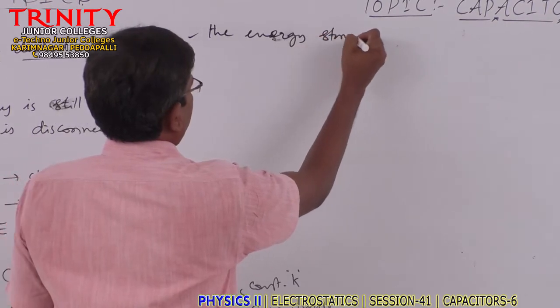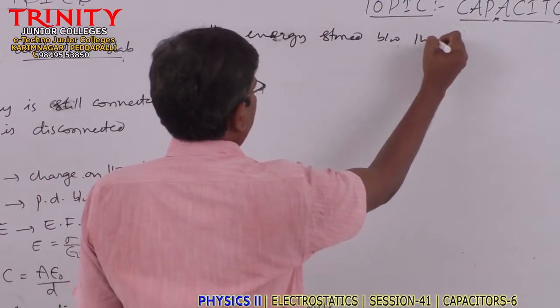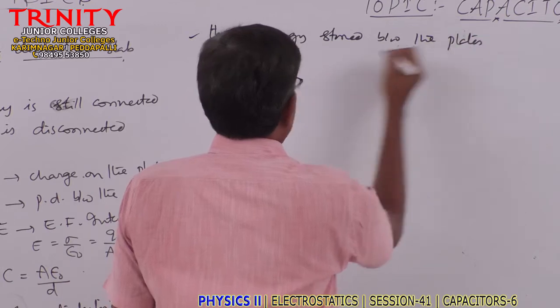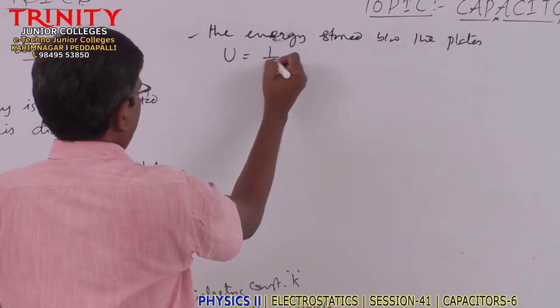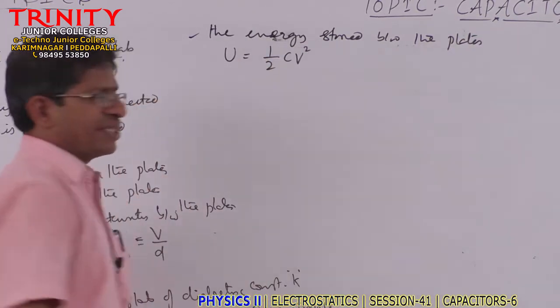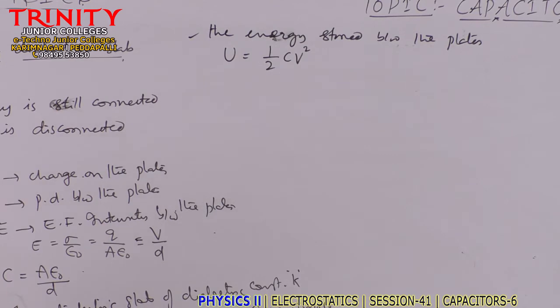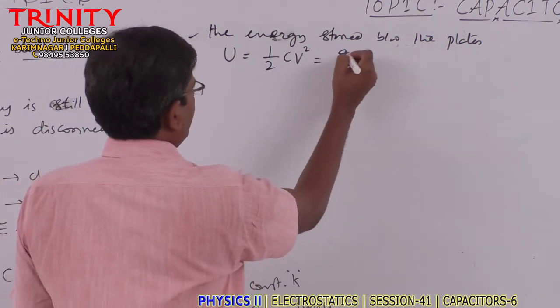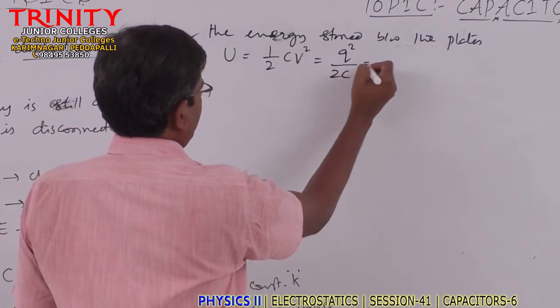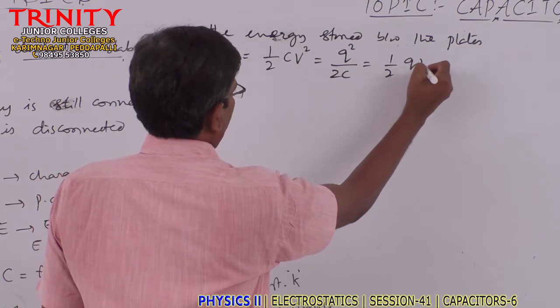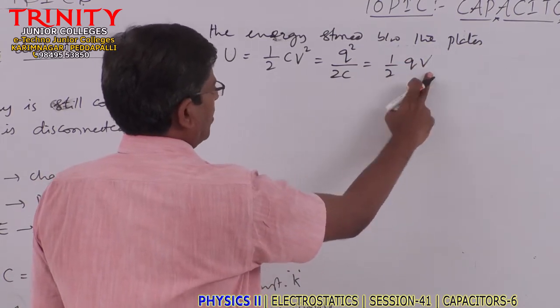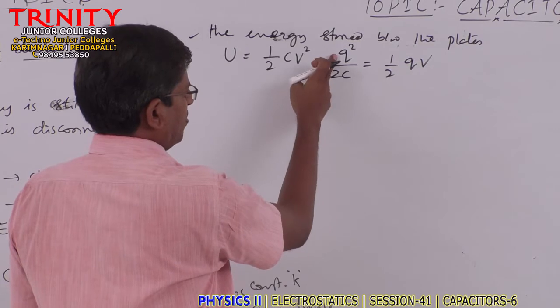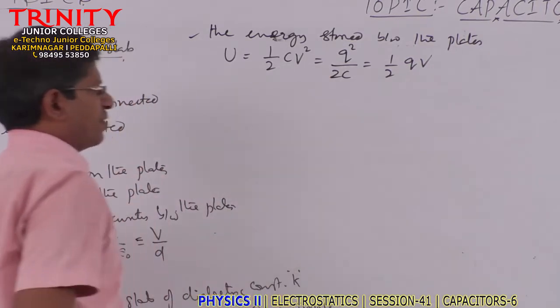The energy stored between the plates is given by U, generally represented as half CV square. We derived this equation in one of the previous sessions, and this can also be written as Q square by 2C. This can also be written as 1 by 2 QV. See, Q is nothing but CV, so if you substitute Q equals CV, you will get back again half CV square.